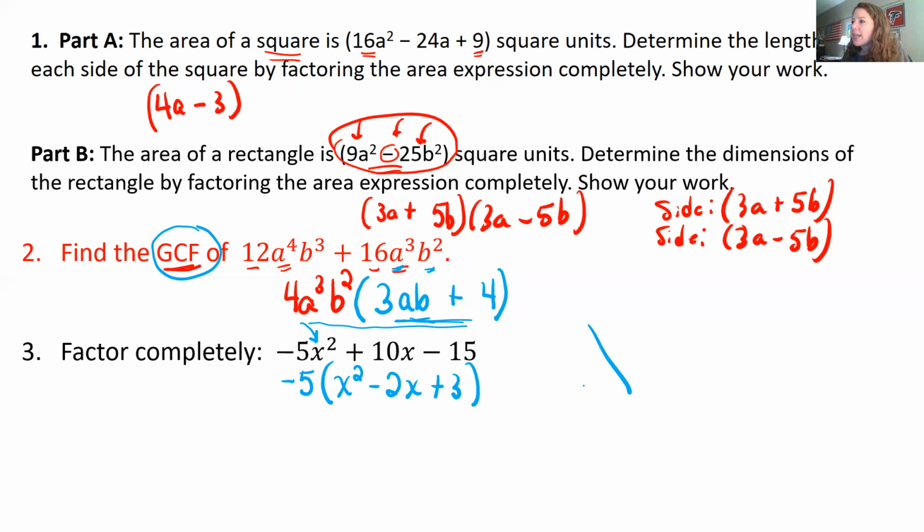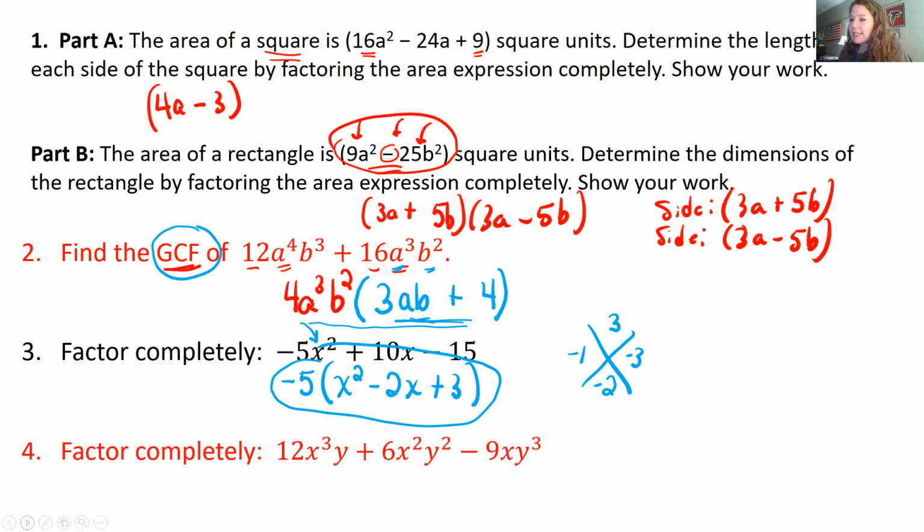Now I do want to double check. Is there any way I could continue to factor this? Are there two numbers that give me a product of positive 3 and a sum of negative 2? Well, the only two factors of 3 are 1 and 3. And they either both have to be positive, which is not negative 2, or they both have to be negative, which is again not negative 2. So that means I'm done. There's nothing else I could do with that right now.